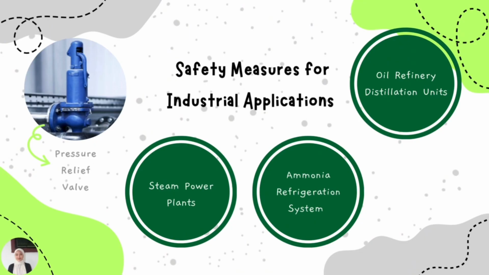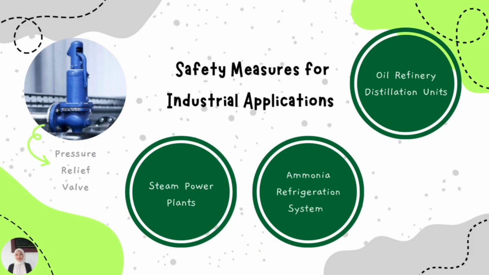levels. The consequence without pressure relief valve here is it could be overpressure and rupture the boiler drum or steam piping, resulting in catastrophic explosion. So the impact here, it can prevent system failure, ensure uninterrupted power generation, and protect plants personnel.